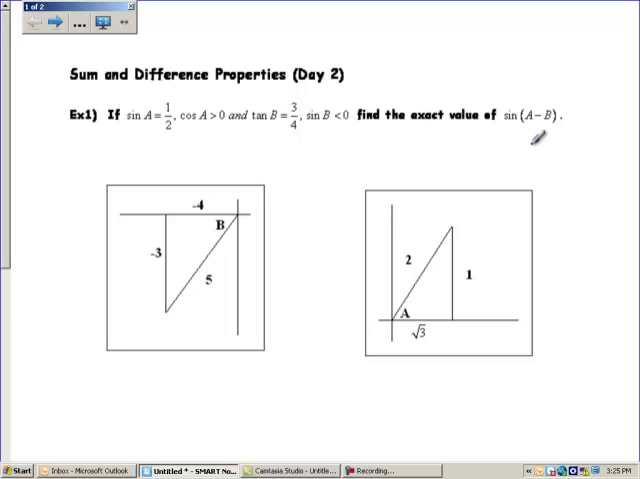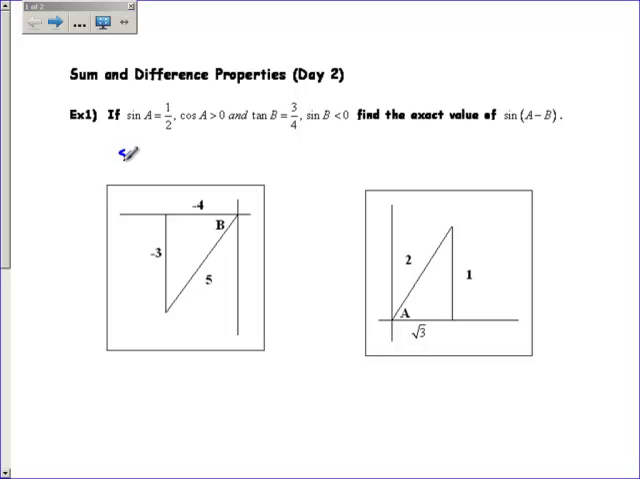So what we have to do is find the exact value of sine of A minus B, and we are going to use these two triangles that we just drew. So when you do a problem like this tomorrow, you're going to have to draw your triangles first and interpret where your angles go, because that will make a big impact on whether or not they're positive or negative.